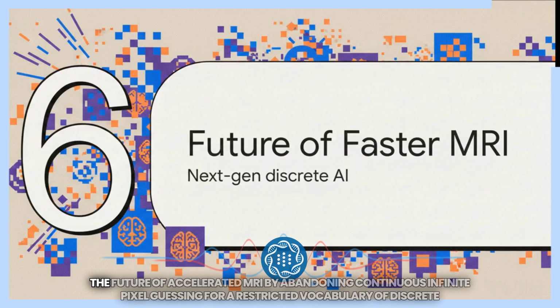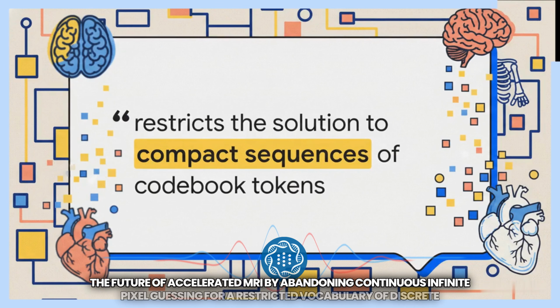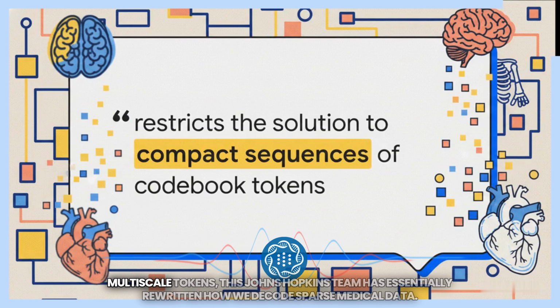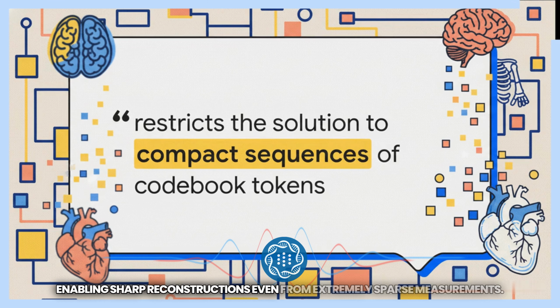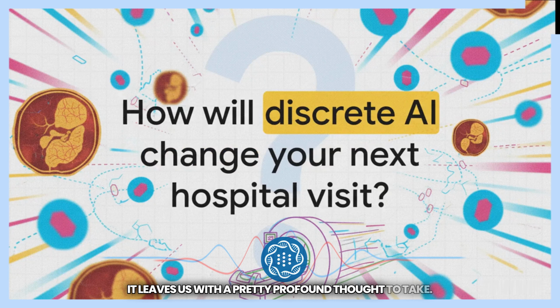Section 6. The future of accelerated MRI. By abandoning continuous, infinite pixel guessing for a restricted vocabulary of discrete, multi-scale tokens, this Johns Hopkins team has essentially rewritten how we decode sparse medical data. As the paper states, "our method restricts the solution to compact sequences of codebook tokens, enabling sharp reconstructions even from extremely sparse measurements." It leaves us with a pretty profound thought to take away.